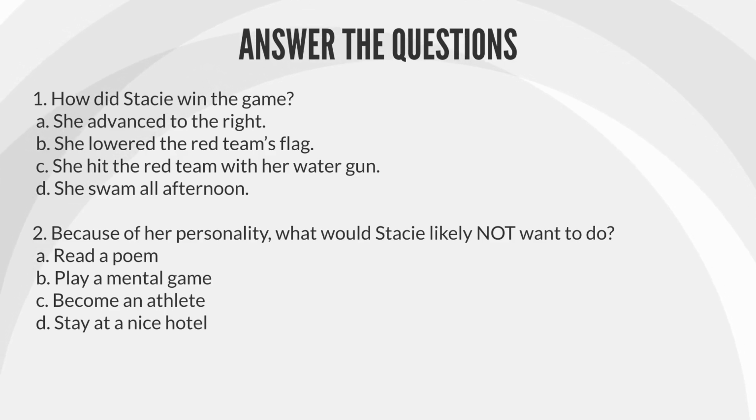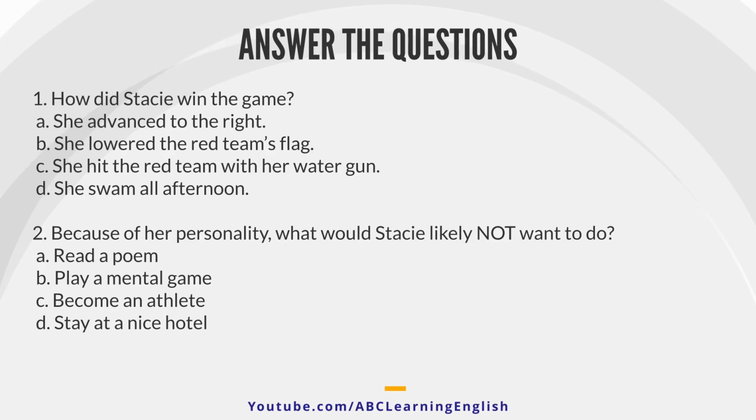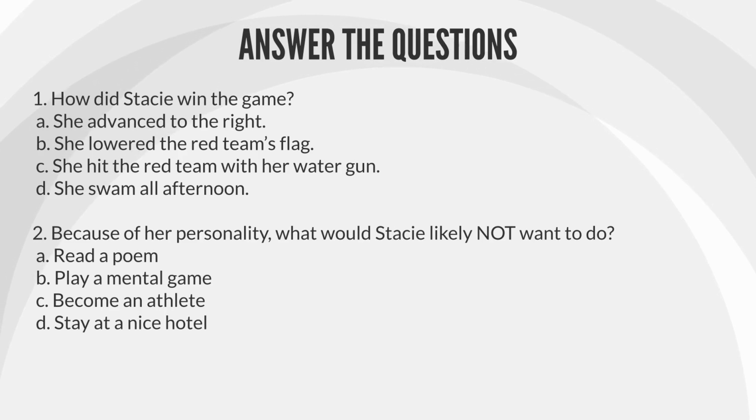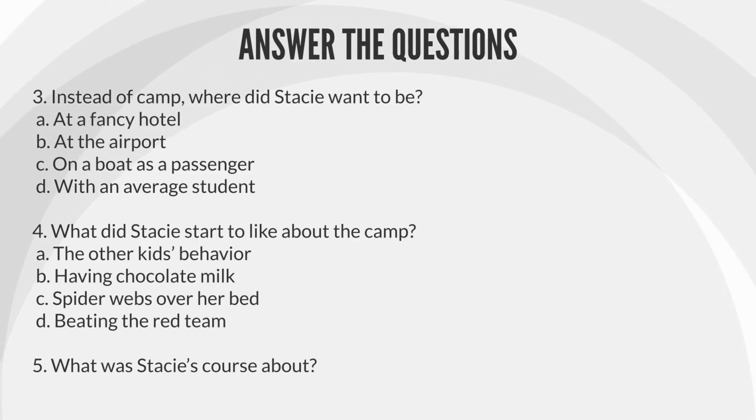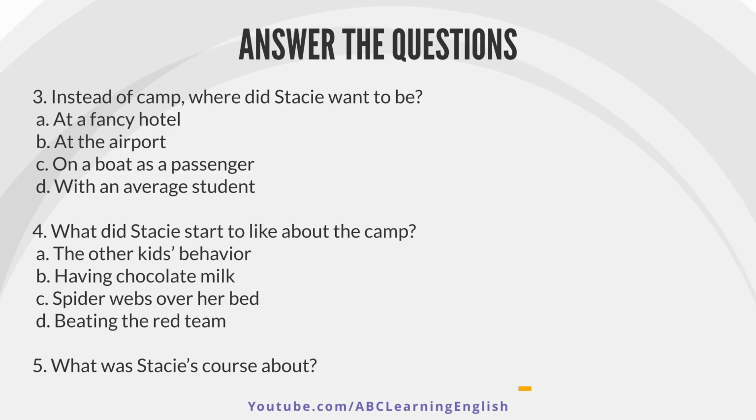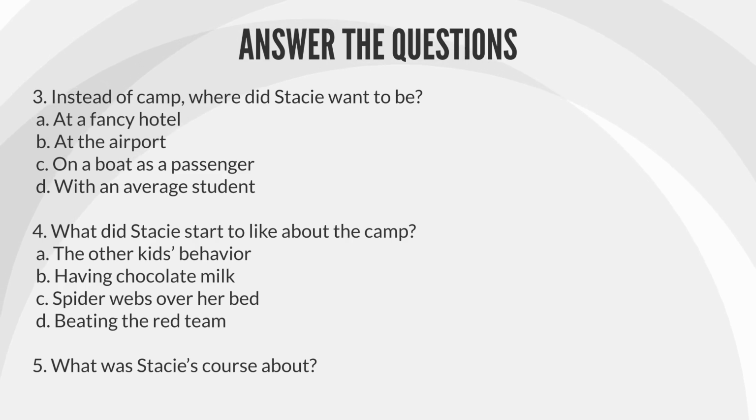2. Because of her personality, what would Stacy likely not want to do? A. Read a poem. B. Play a mental game. C. Become an athlete. D. Stay at a nice hotel. 3. Instead of camp, where did Stacy want to be? A. At a fancy hotel. B. At the airport. C. On a boat as a passenger. D. With an average student.